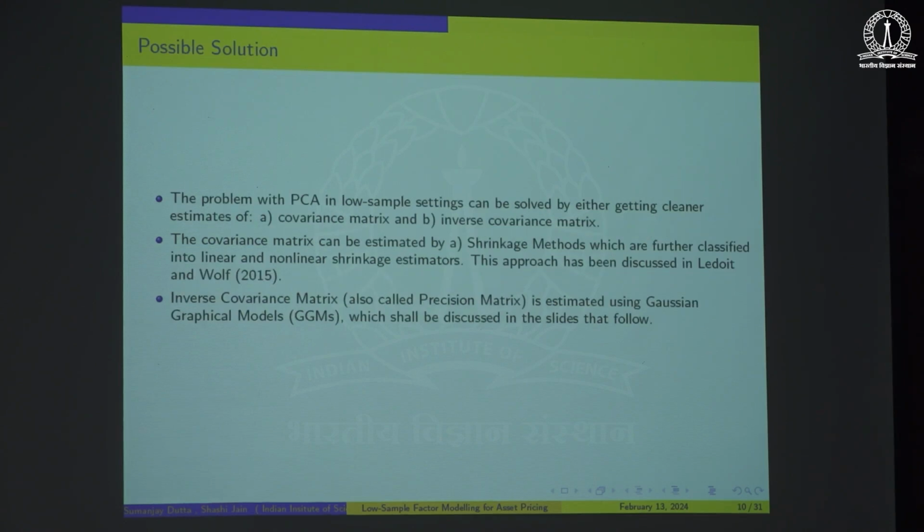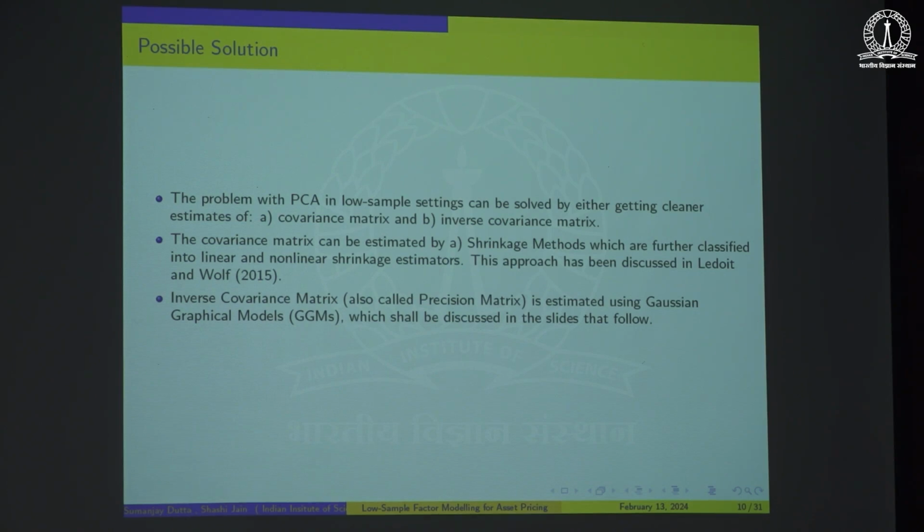There are multiple ways in which you can deal with this problem, either by getting cleaner estimates of the covariance matrix or by using an inverse covariance matrix. Now, for cleaner estimates of the covariance matrix, we generally use shrinkage methods. So you have the sample covariance matrix, which is very noisy. You shrink it linearly or non-linearly with respect to a sparse target. It could be an identity matrix, it could be a constant correlation matrix, whatever.